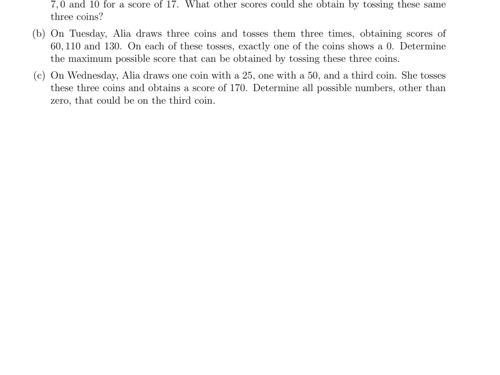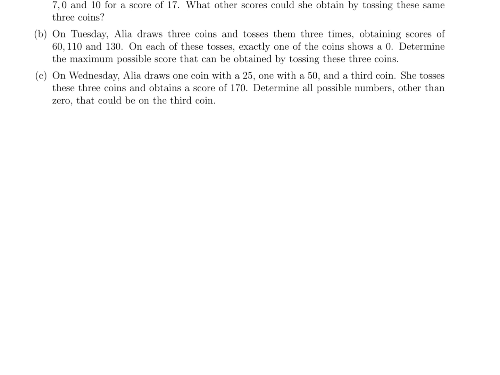Part B. On Tuesday, Aaliyah draws 3 coins and tosses them 3 times, obtaining scores of 60, 110, and 130. On each of these tosses, exactly one of the coins shows a 0.